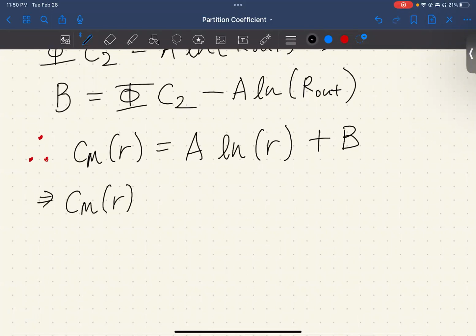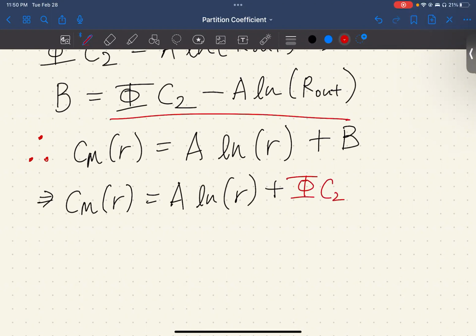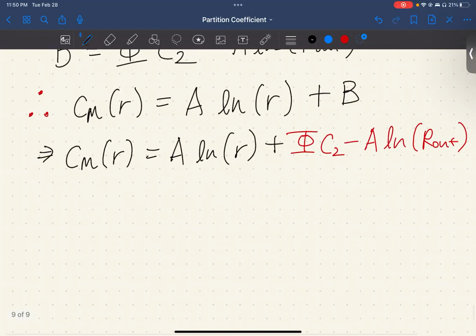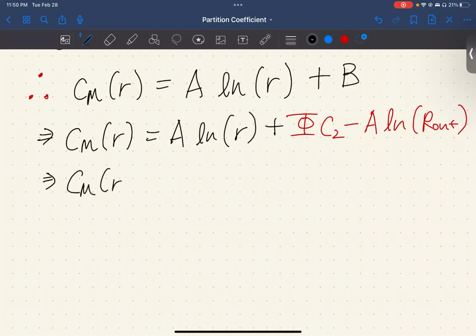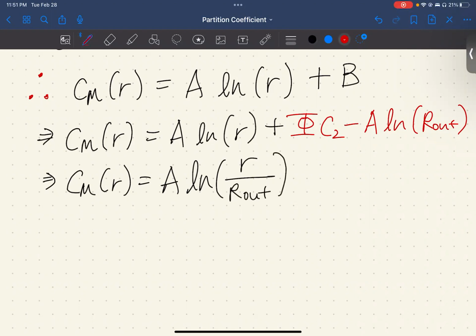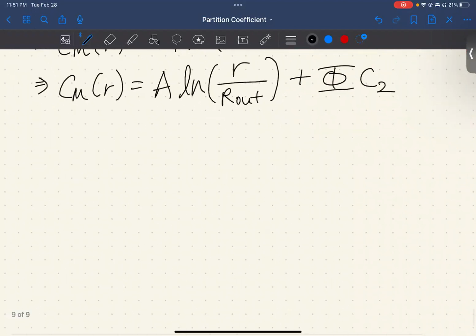So we have CMR. Before I'm plugging in anything, A natural log R, plus, we're going to plug in this partition coefficient C2, this expression right here, minus A natural log R out. And what does that give us? CMR is equal to A natural log R over R out. Remember we said, this minus natural log and this natural log, we can combine into this. And then plus partition coefficient C2. Wow, we simplified it all the way to here, right?